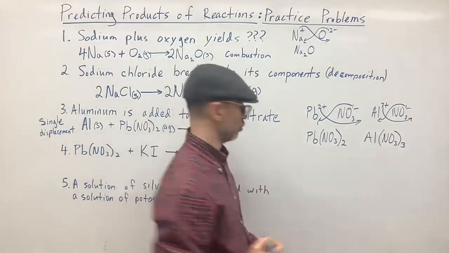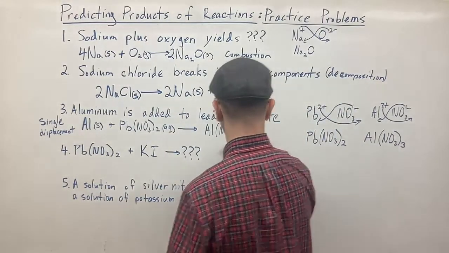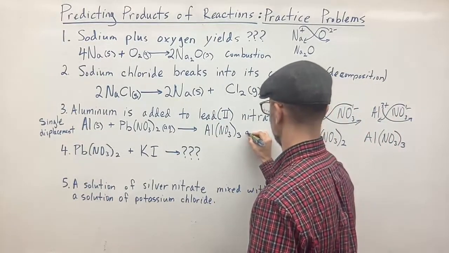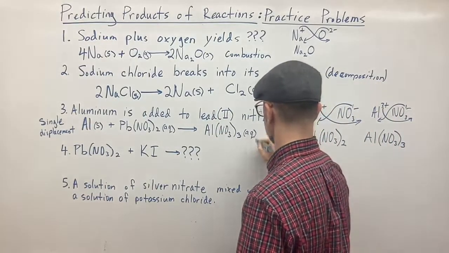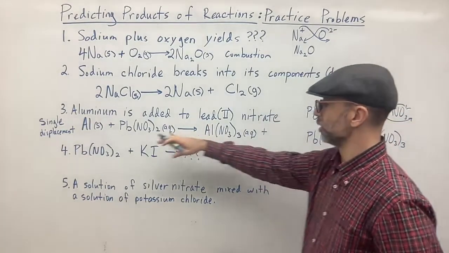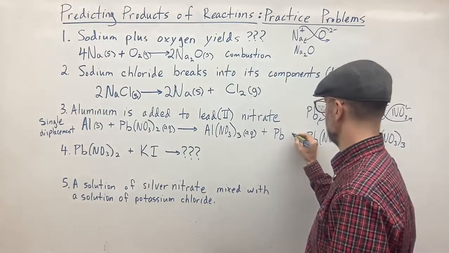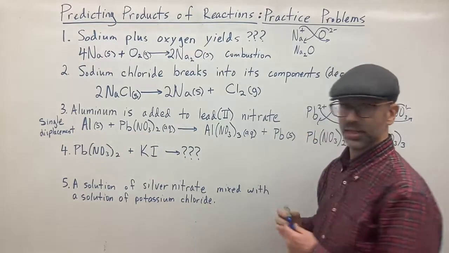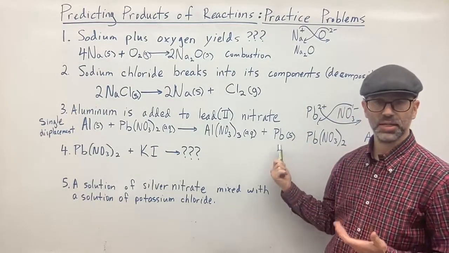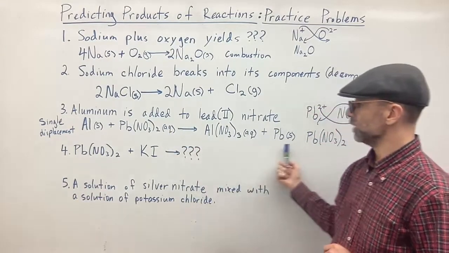So this would be our neutral product. So we're going to have a 3 there, like that. And again, this is going to be aqueous. And finally, our lead was kicked off, so that's going to be by itself, Pb, and that's going to be a solid, because it's a metal. And so now we have our balanced equation here.